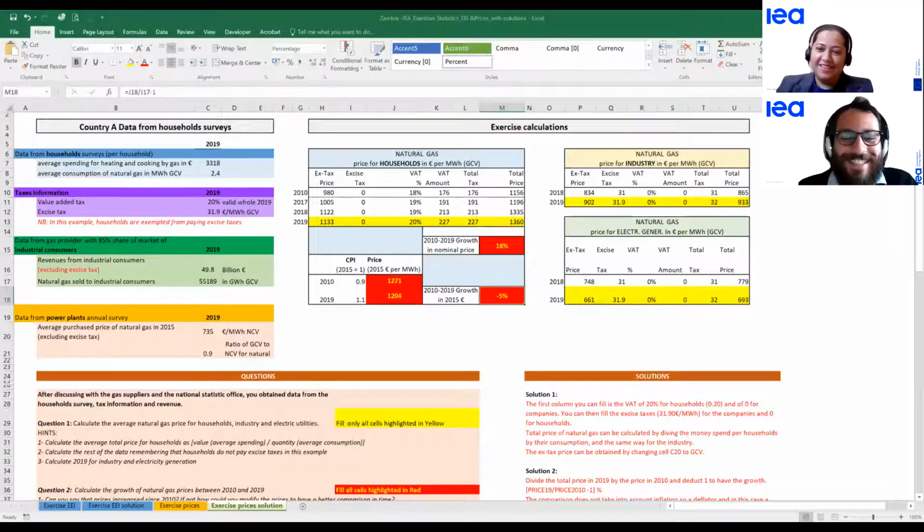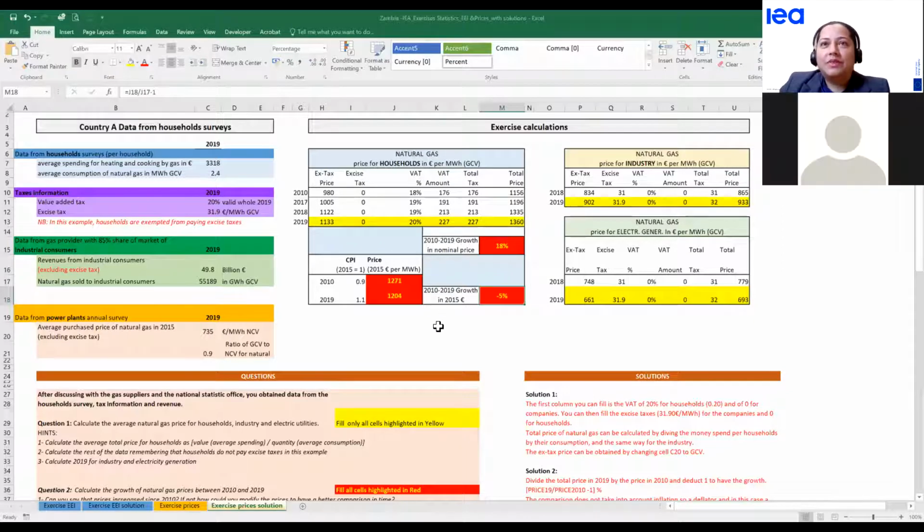Team. Yeah. Thanks, Domenico. So this was the exercise that we shared with you in advance. I hope that you have been able to practice and work on them. So now let's look at the solutions together.